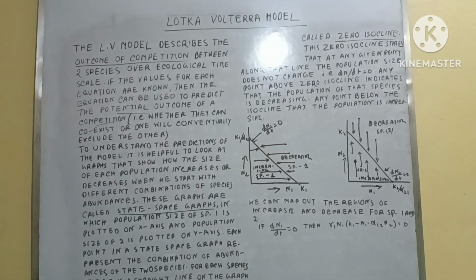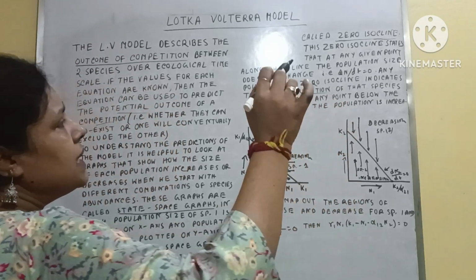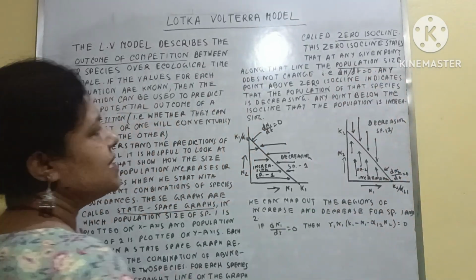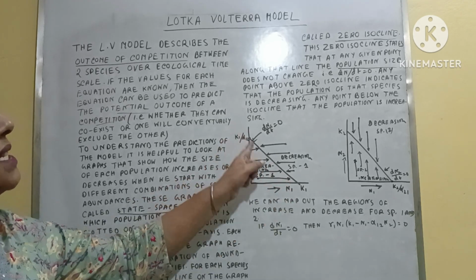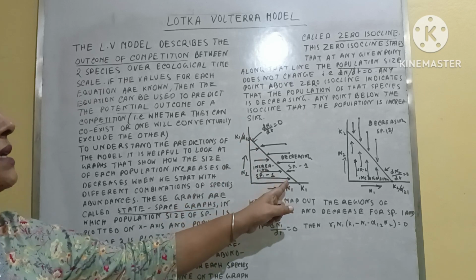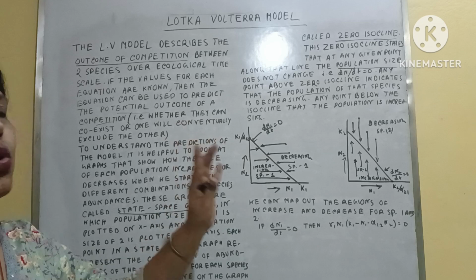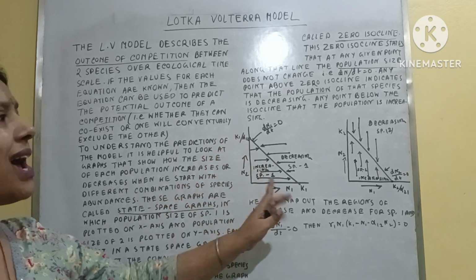What is the meaning of dn/dt is 0? It means that the population size of the species does not change. This line is called the zero isocline line, and this shows the region where no population size is changed.